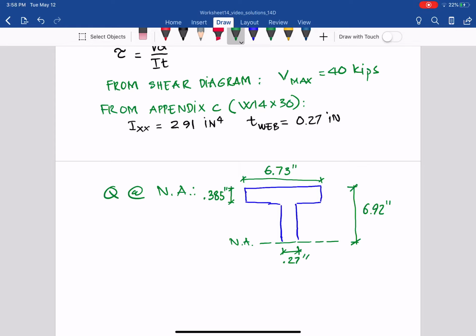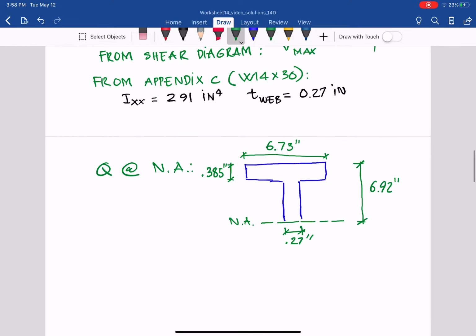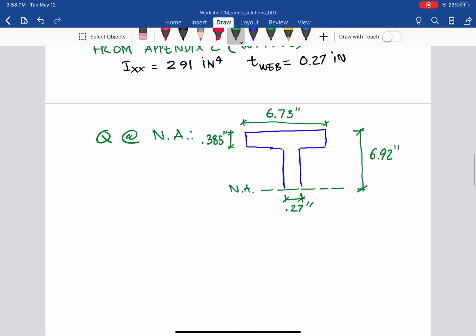And then we can find the first moment of outward areas with the equation Q equals the sum of y bar times A prime. Y bar is from the neutral axis to the centroid of each standard shape, and we can divide that into two areas here, the flange and the web.